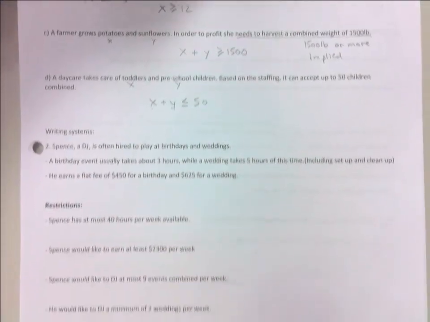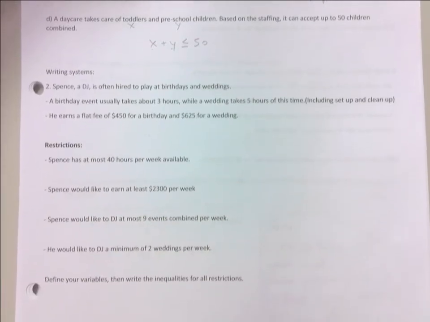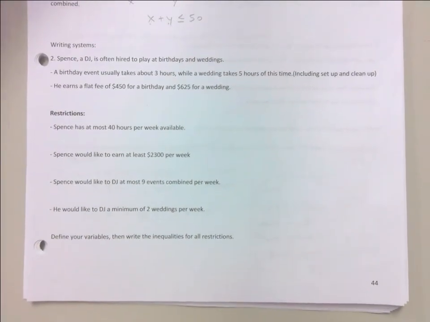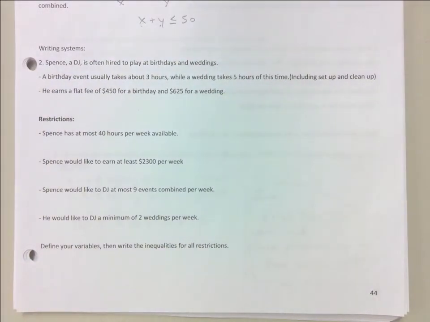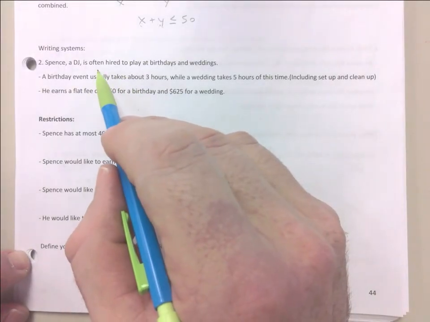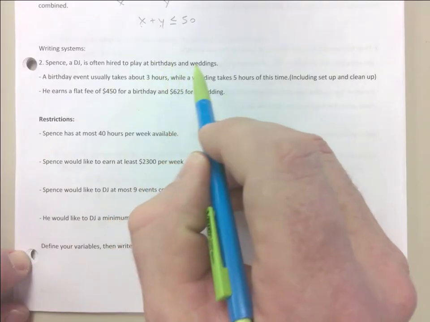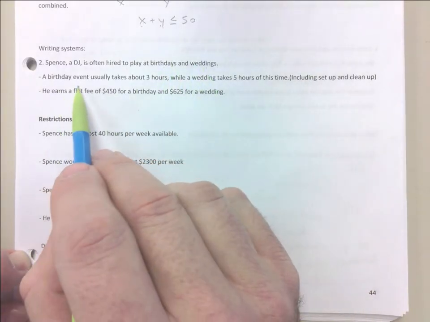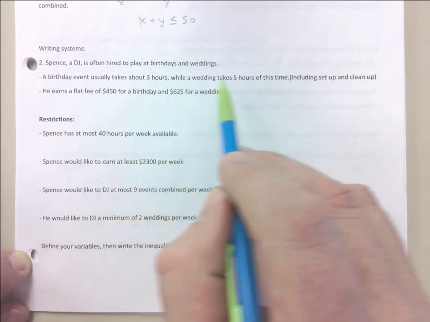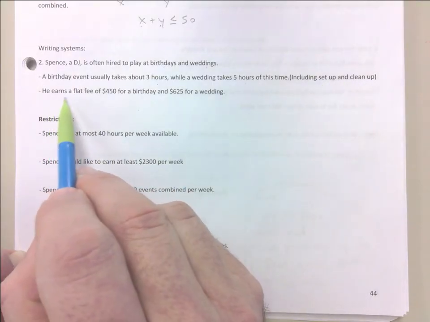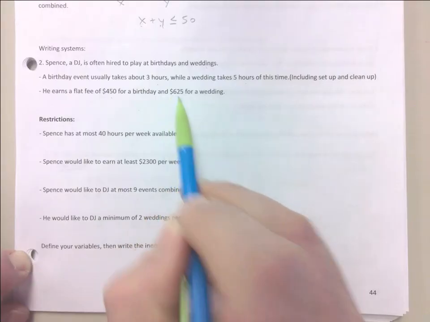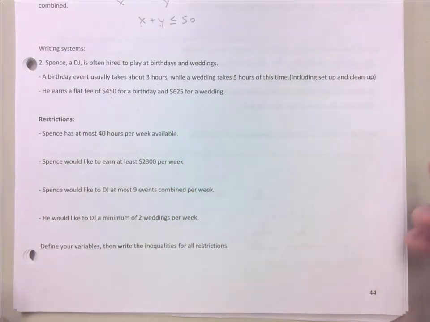than 50. Okay, then we get into this word problem, and this is kind of what I wanted to focus on. This is kind of what it's going to be like when you're having to write your inequalities and then ultimately graph them. Okay, so Spence is a DJ and is often hired to play at birthdays and weddings. A birthday event usually takes 3 hours. A wedding takes 5 hours of his time, including setup and cleanup. The fee is $450 for a birthday and $620 for a wedding.